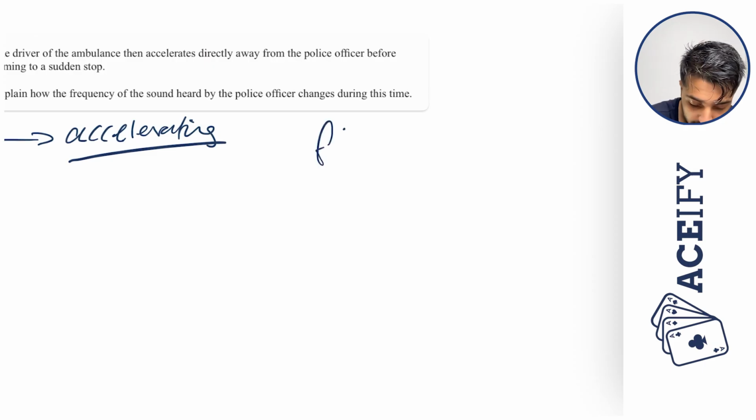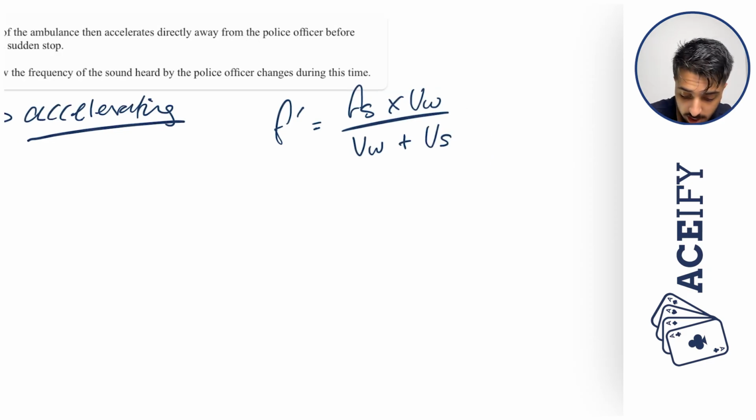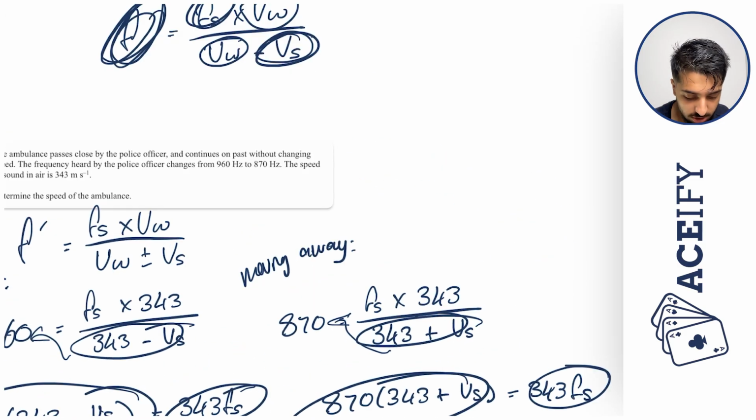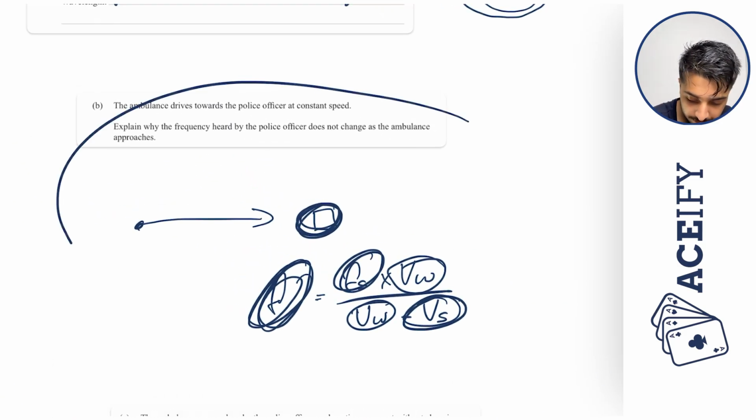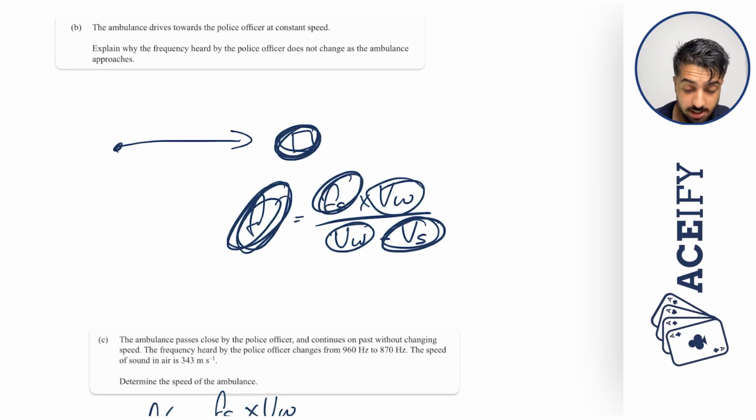Again, if we go back to our equation, this is when the ambulance is moving away. So we have Fs times Vw all over Vw plus Vs. Now, if the ambulance is accelerating away, this Vs is going to increase. Therefore, the frequency that the police officer hears is going to decrease continuously as it keeps accelerating away. So again, this links back to the previous question a few questions ago, this one right here. You see how when the ambulance is accelerating, that is when we get a change in the perceived frequency. However, in that question it was constant, and so the Doppler shift remains constant.